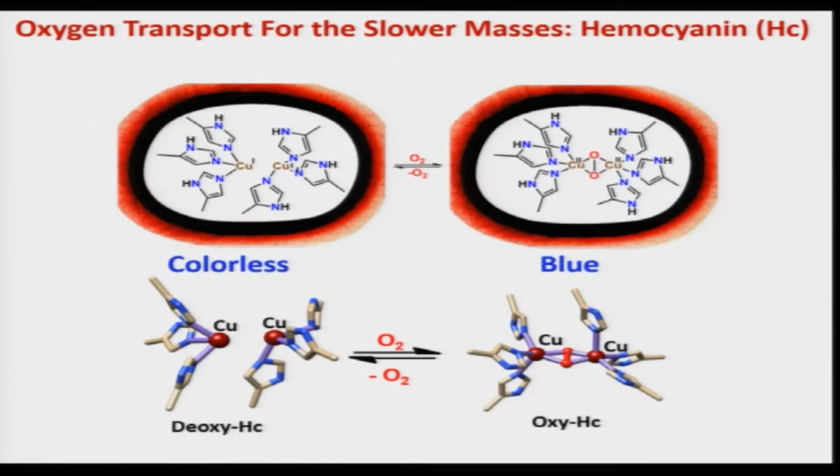This is a schematic representation of hemocyanin, deoxy and oxy, and you can see the X-ray structure of deoxy-hemocyanin and oxy-hemocyanin. You see dioxygen bridges between 2 copper centers and copper 1 converts to copper 2, it is an oxidation, and dioxygen is getting reduced to peroxide. So, the metal is getting oxidized and oxygen is getting reduced and they are reversible.